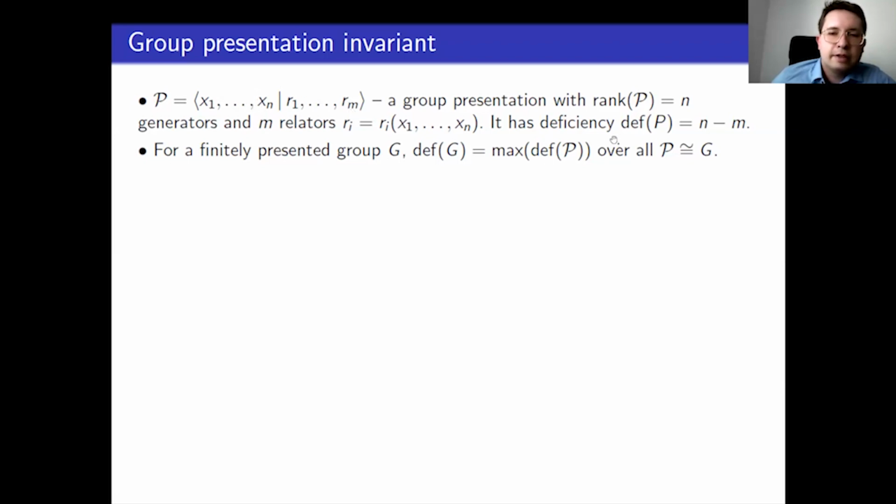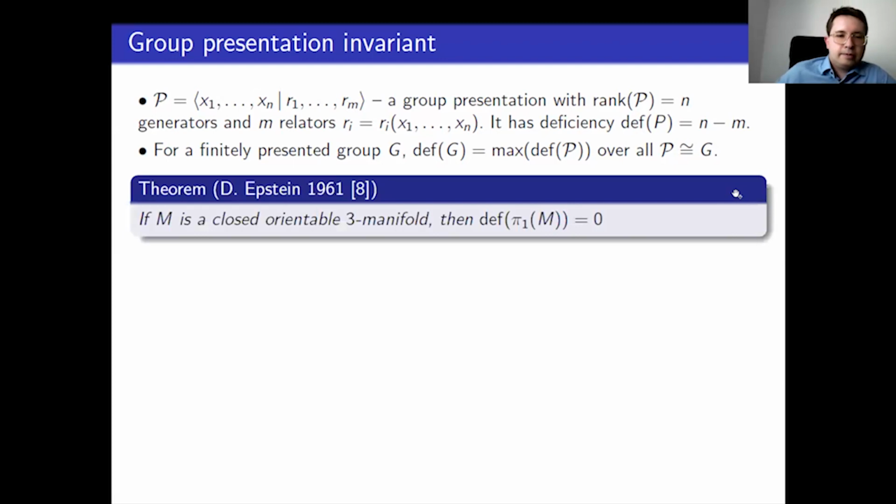Then its deficiency, the deficiency of a presentation, is the difference n minus m, the number of generators minus the number of relators. And the deficiency of a finitely presented group G is the maximum over the deficiency of all presentations of a given group. And it is known that Epstein showed that for an orientable closed three-manifold, the deficiency of its group is always 0.